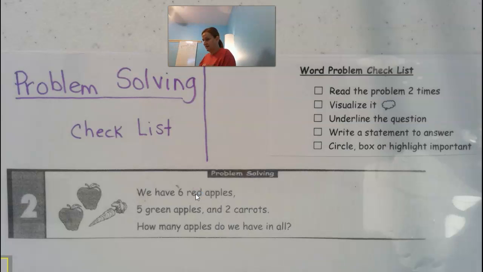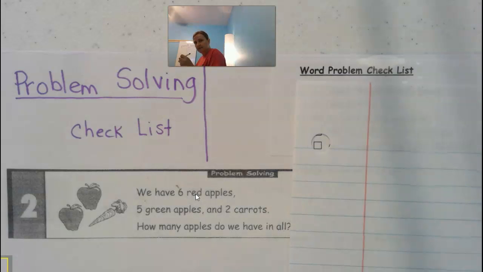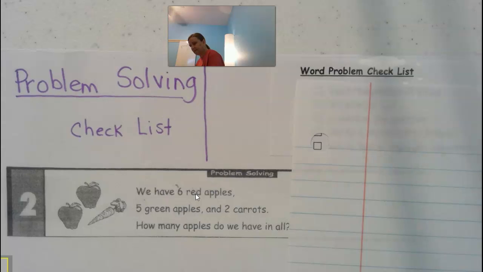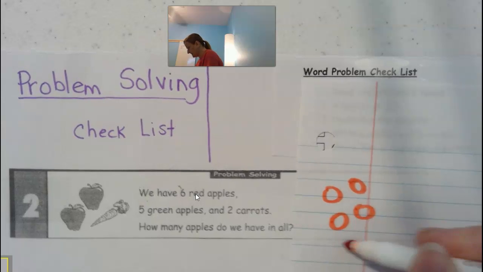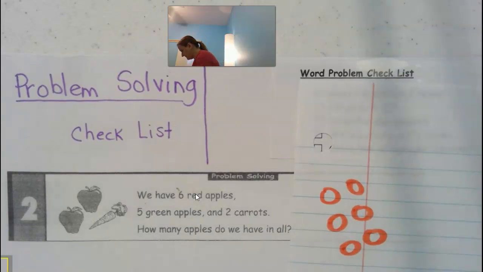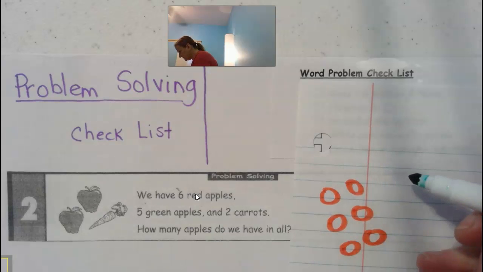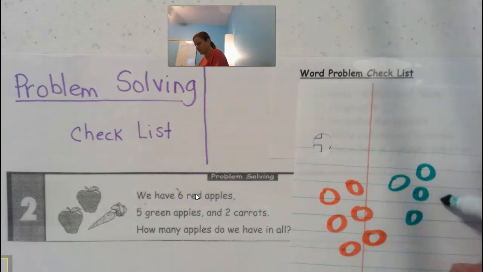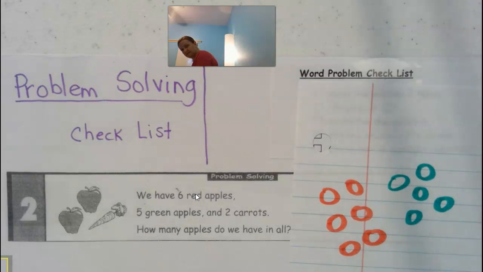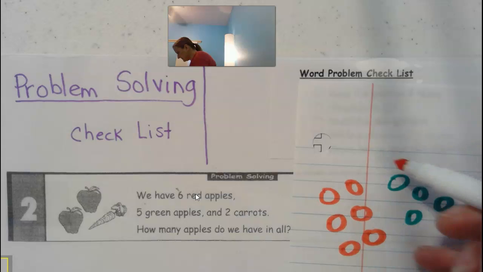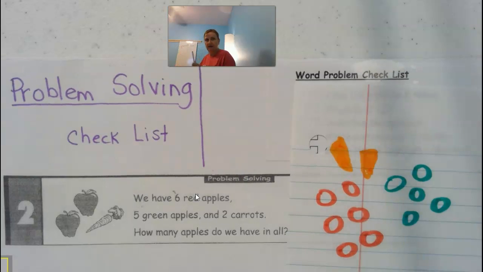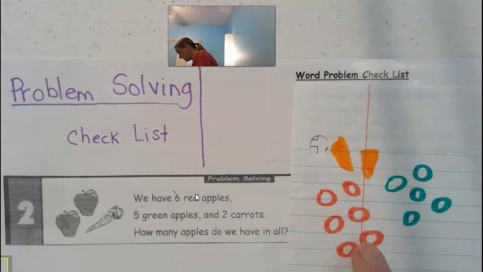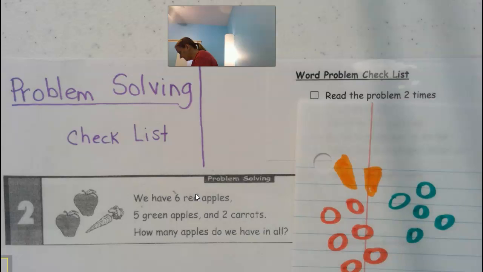Now you don't have to take the time to get out different colors, but if I have 6 red apples, 1, 2, 3, 4, 5, 6 red apples, and I have 5 green apples, 1, 2, 3, 4, 5, those circles are apples, and it also says I have two carrots. So there's 1 carrot, and there's another carrot. So that's what I have. 6 red apples, 5 green apples, and 2 carrots.